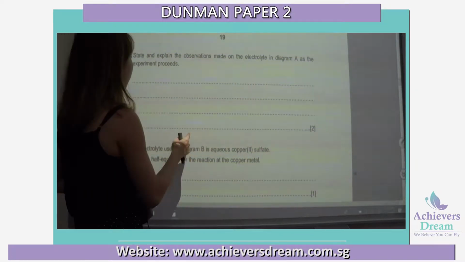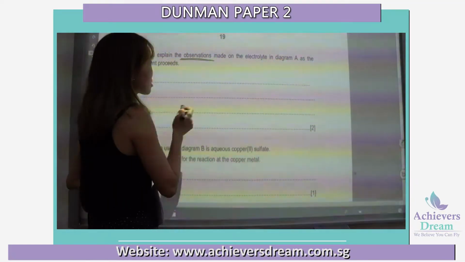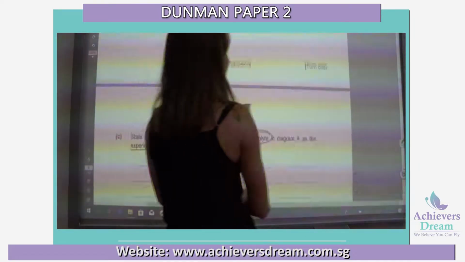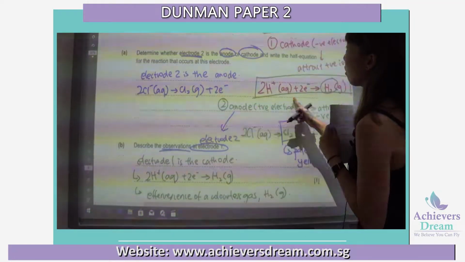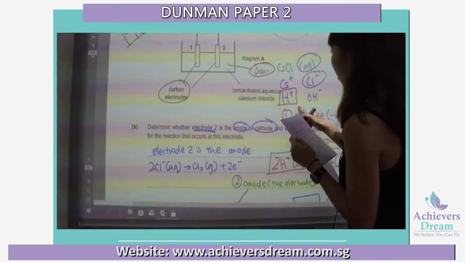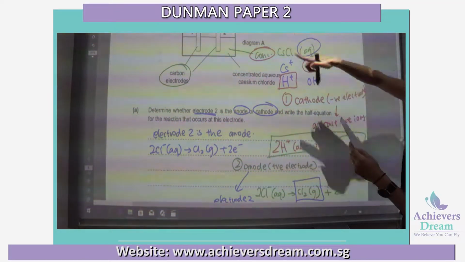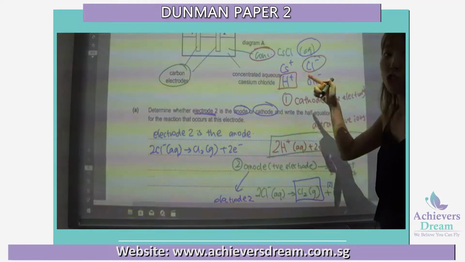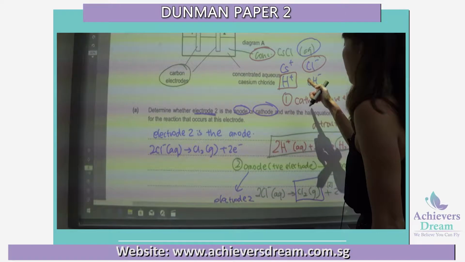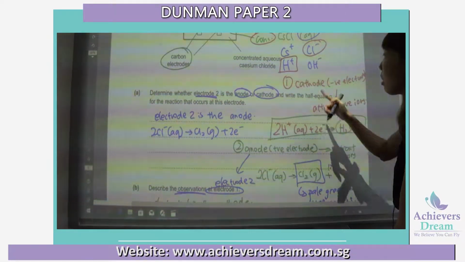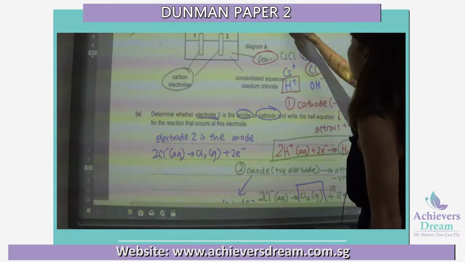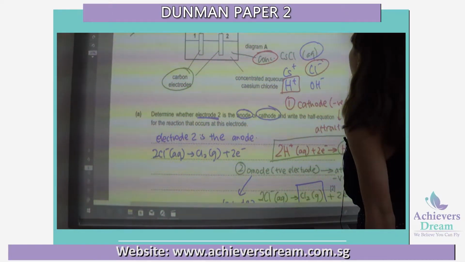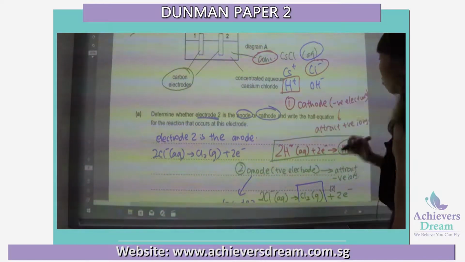Okay, then now for part C, this is state and explain the observations made on the electrolyte in diagram A as the experiment proceeds. Okay, now let's look at the experiment. The keyword is here, this part. As the experiment proceeds, my H plus is being preferentially discharged. Correct? So what does this mean about the concentration of H plus ions? It will be lower than the concentration of OH minus, correct?